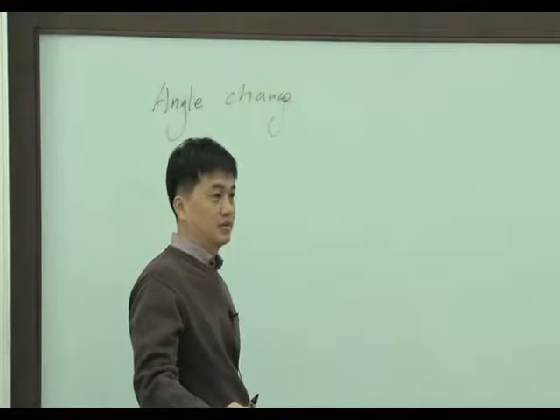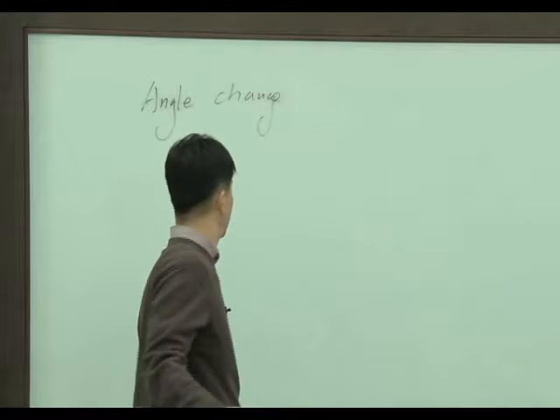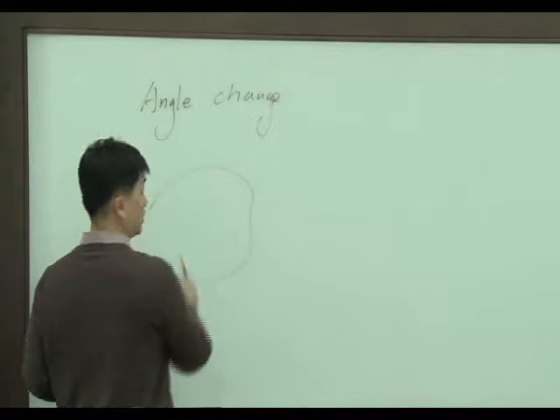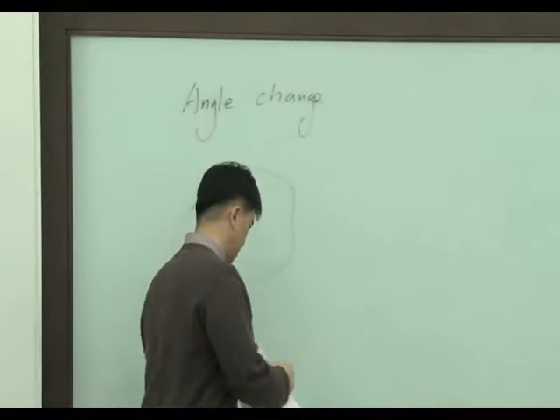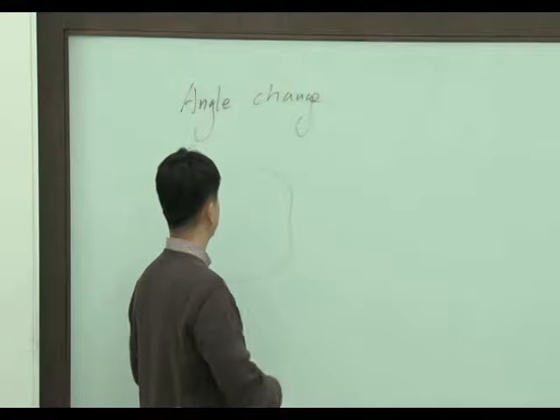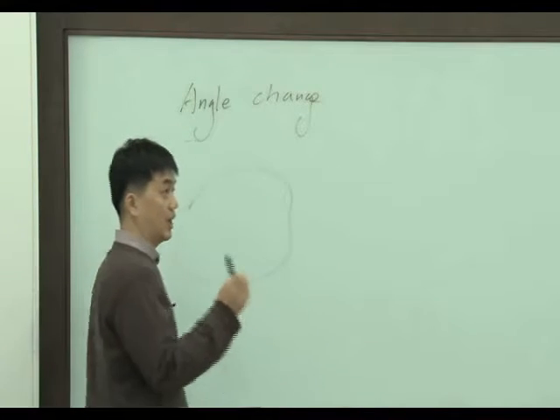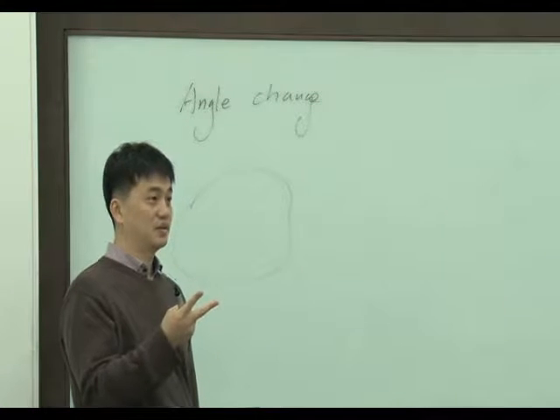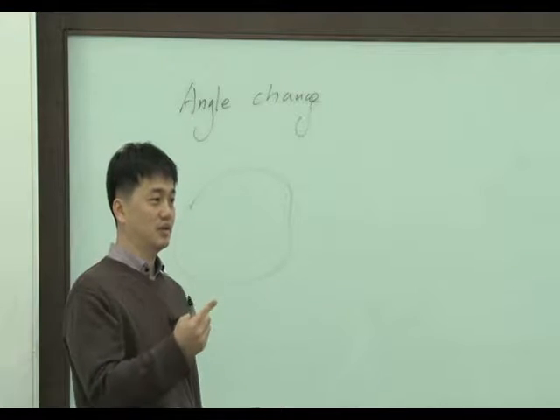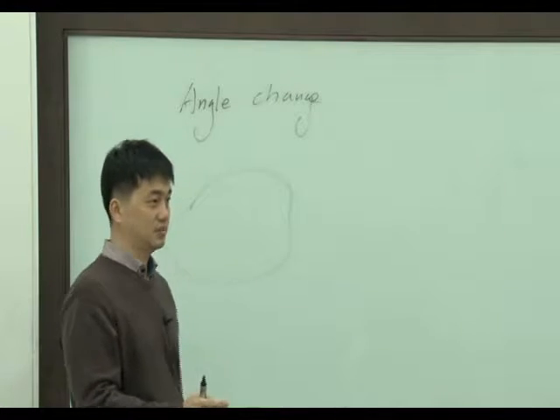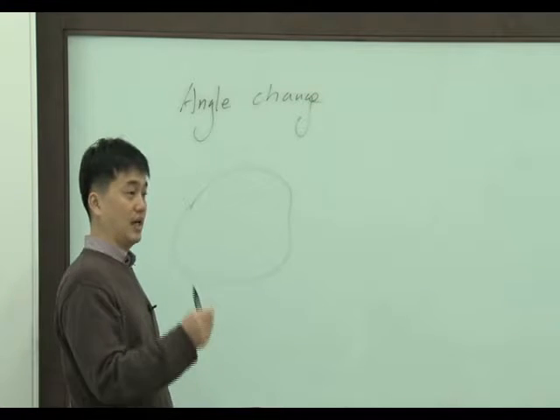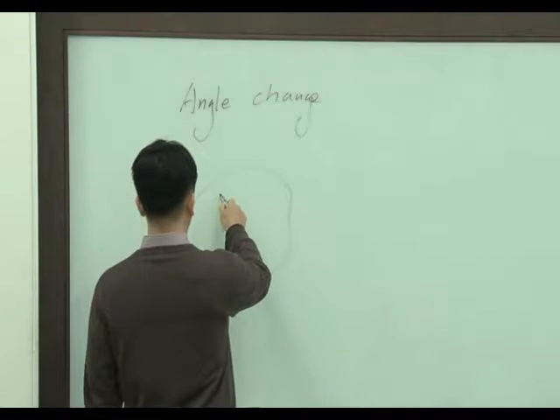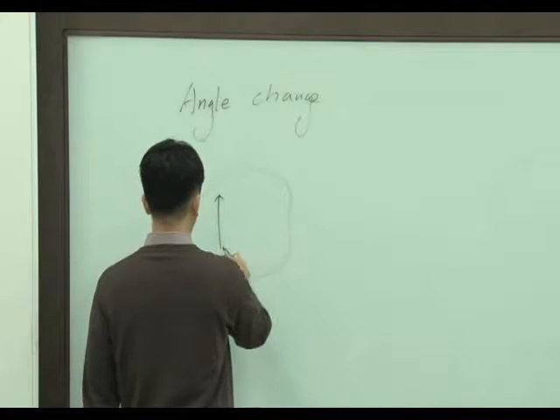So let's think about angle change. This is the initial configuration we have. And angle can be defined by two vectors, right? Can you define angle with only one vector? That's not possible. So to define an angle, at least we need two vectors. So let's say originally we have two vectors.